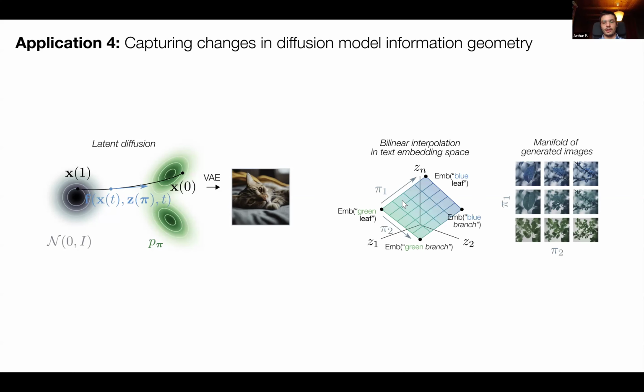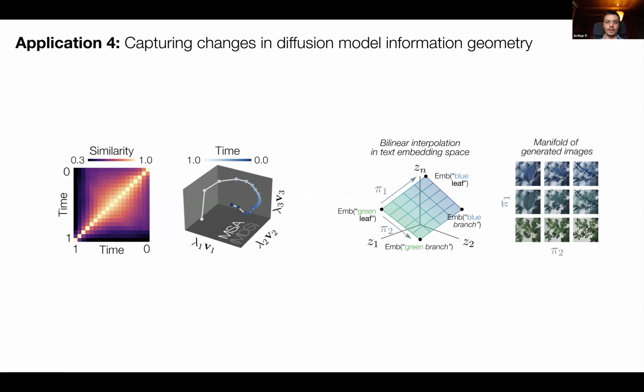The way I'm going to define a family of models is by doing a bilinear interpolation in the text embedding space. I'm going to take 4 prompts, green leaf, green branch, blue leaf, do a bilinear interpolation, and then get a manifold where each point on this manifold corresponds to a full distribution of possible images that the diffusion model can generate. So here on the right, you are looking at individual samples along this manifold of the diffusion model.